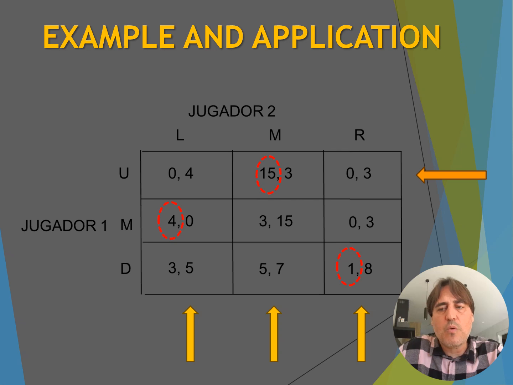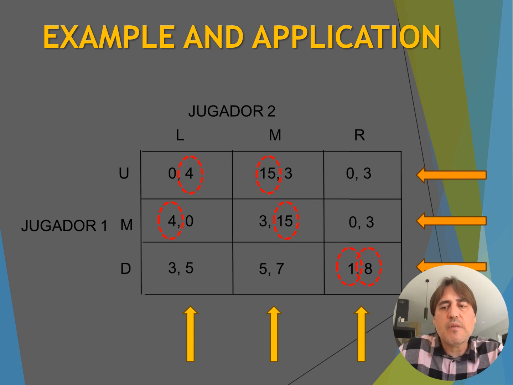In the first row, when player 1 plays U, the highest payoff for the other player is 4 if they choose L. In the second row, the best response for player 2 is to choose M, earning 15. And finally, in the third row, when player 1 plays D, the best response for player 2 is to choose R, earning 8, the maximum payoff in that row.